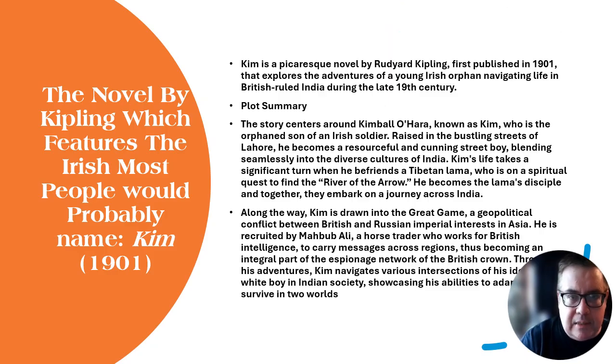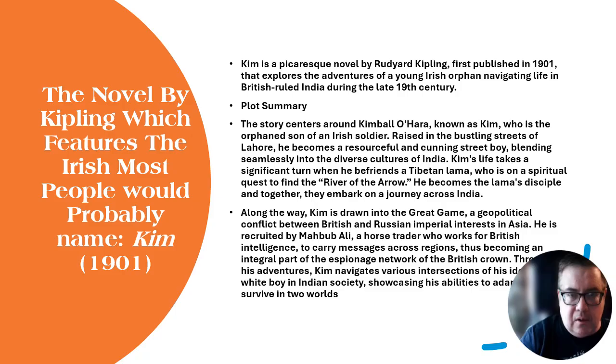I've used the wonders of AI here to give us a brief summary of Kim, and as I've titled it, it's probably the novel by Kipling which features the Irish most people would probably name. It's probably the most famous of his novels that has the Irish in a prominent role, although there are some other works by him that use them quite a lot. And AI has given us this great summary.